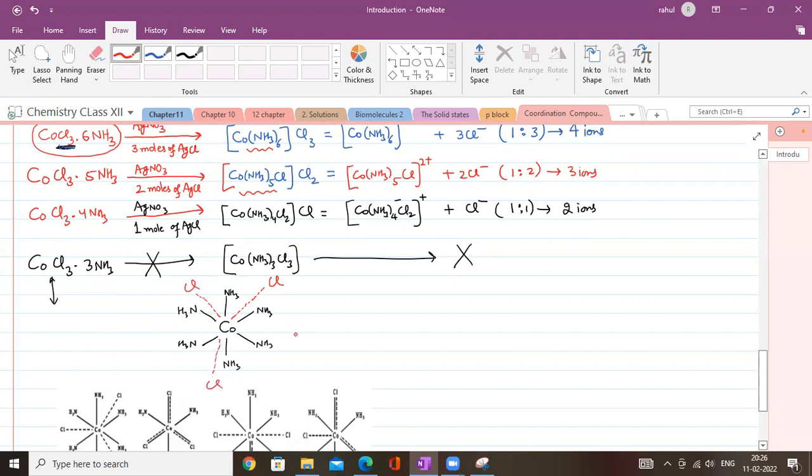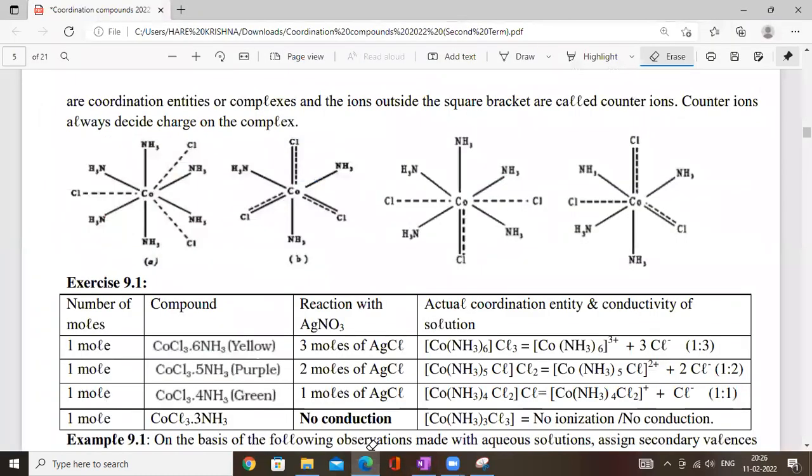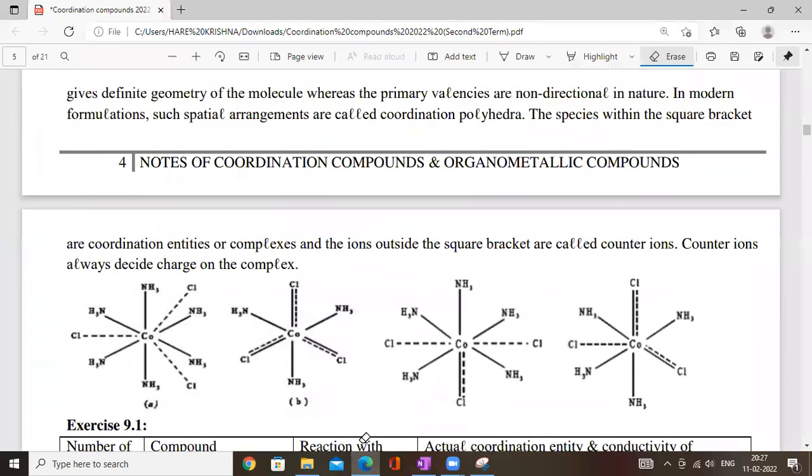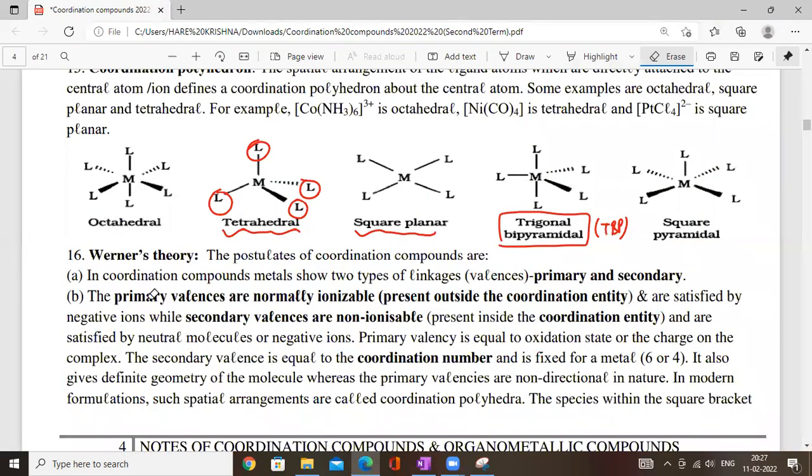So on the basis of this, he put forward the postulates, and the first postulate of Werner theory was: in a coordination compound there are 2 kinds of linkages possible. One is called the primary linkage, and the second is called the secondary linkage or secondary valency. The primary linkages or primary valencies are normally ionizable. Why are they ionizable? Because they are capable of giving the test. That's why they are always outside the coordination entity, as I was talking about.